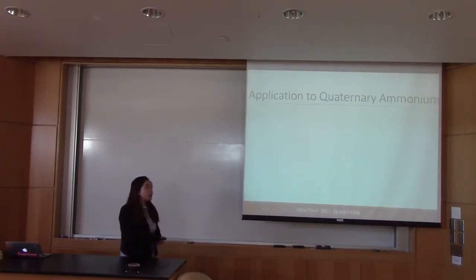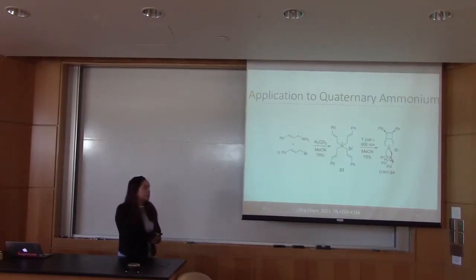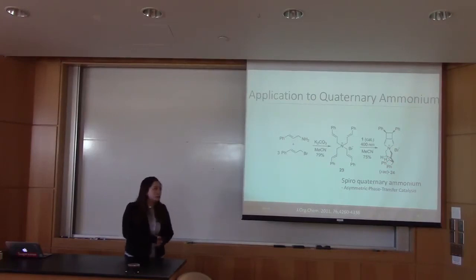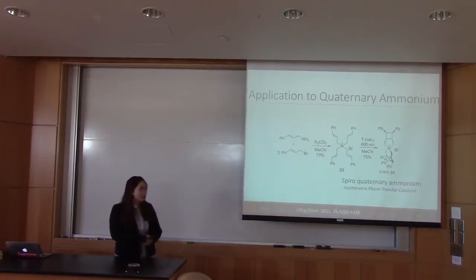And there are also a lot of applications for this reaction. One very interesting application is for the quaternary ammonium. This is the spiro quaternary ammonium. This double bond combines together to do the 2+2 cycloaddition to form the four-membered ring here. And this other one can also do the 2+2 cycloaddition to form the four-membered ring here. And this ammonium is always used as the catalyst for asymmetric phase transfer reactions. So this is very useful for chemical studies and biological studies.